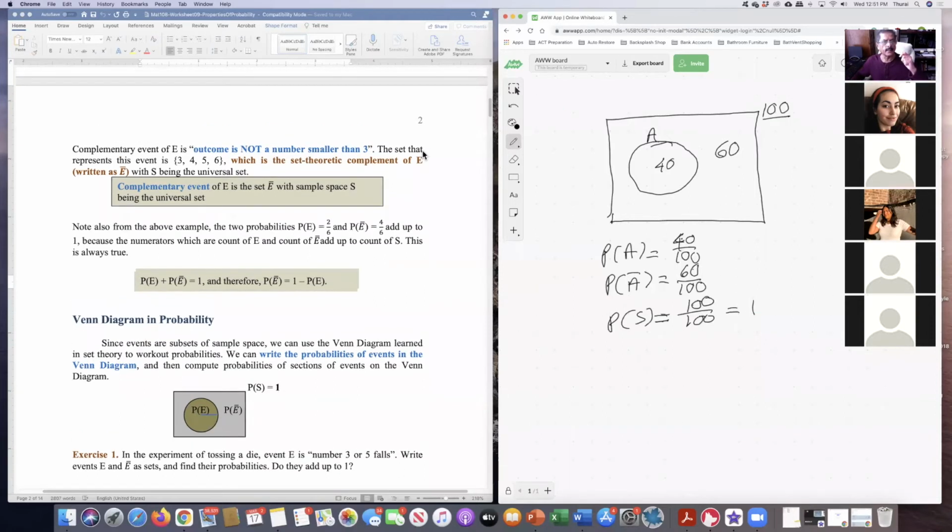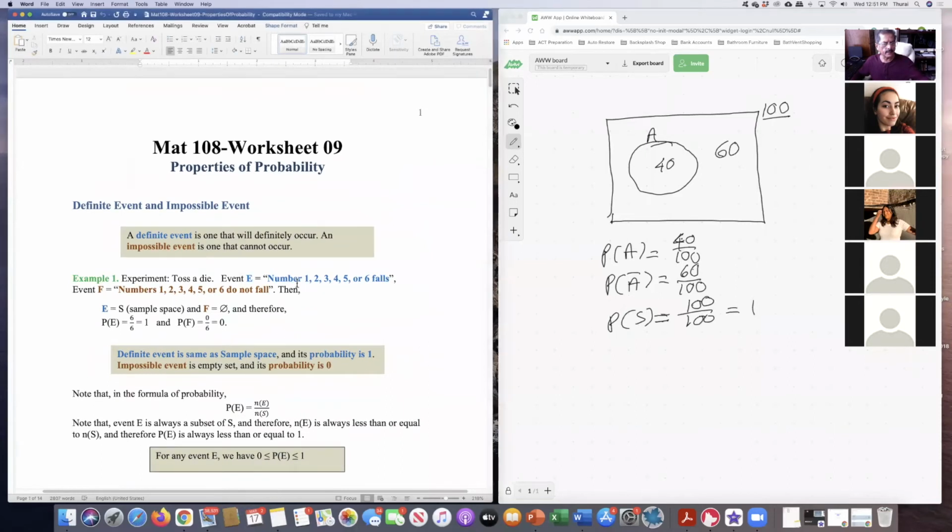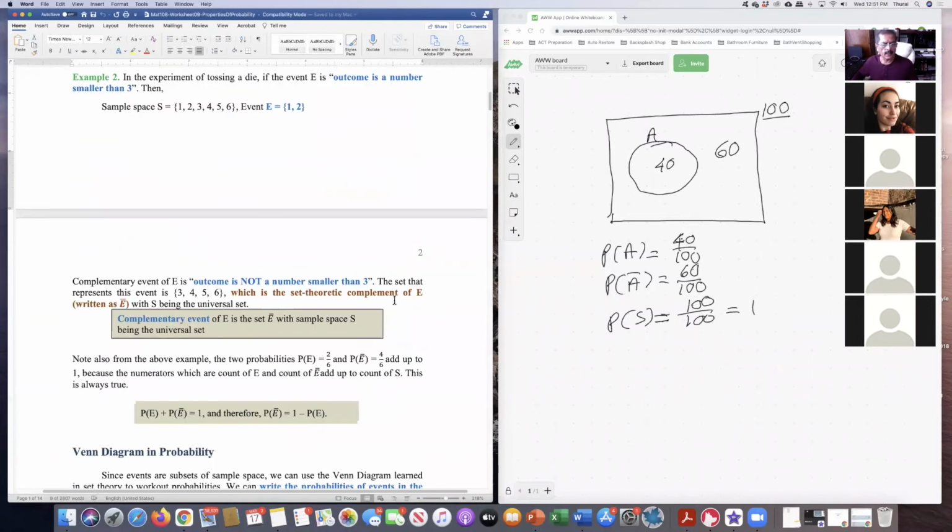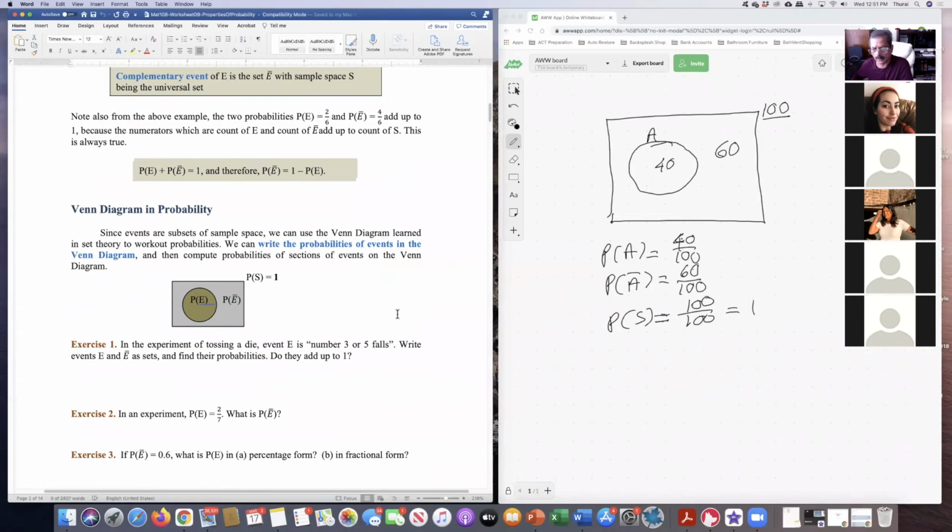You saw that in this first example, the definite event I gave you. This is a definite event, which means it is the same as the sample space. So the probability of the sample space is always 1.